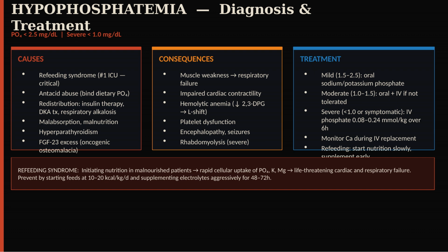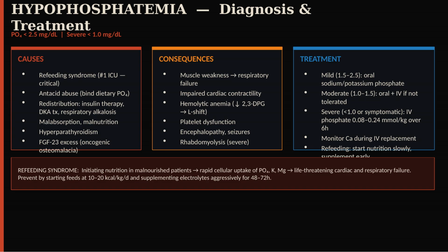When cellular energy fails, you get muscle weakness severe enough to cause respiratory failure, impaired cardiac contractility, hemolytic anemia from a fall in 2,3-DPG, platelet dysfunction, encephalopathy, and seizures, and in the extreme, rhabdomyolysis. Treatment: mild gets oral sodium or potassium phosphate. Moderate, oral plus IV if not tolerated. Severe or symptomatic, IV phosphate over 6 hours, and watch the calcium during replacement because phosphate and calcium precipitate together.